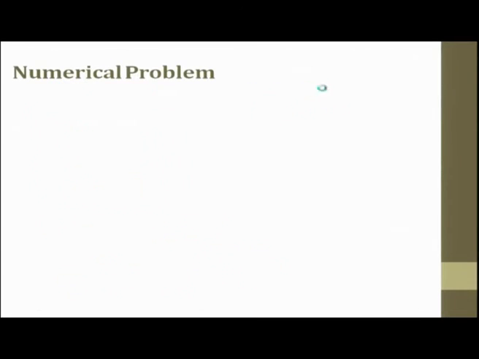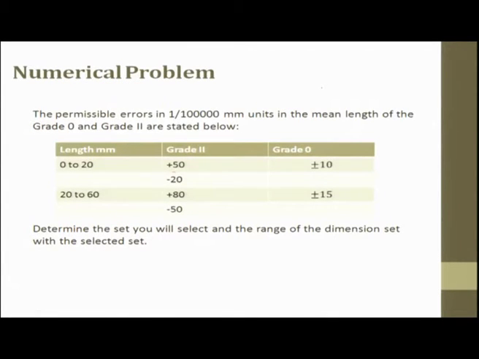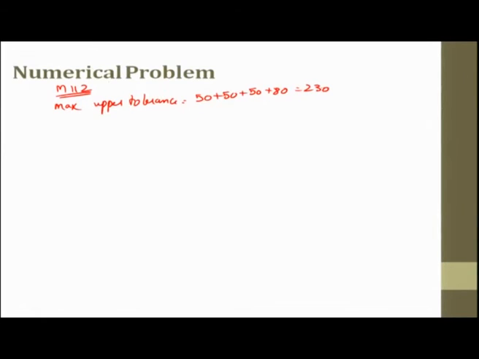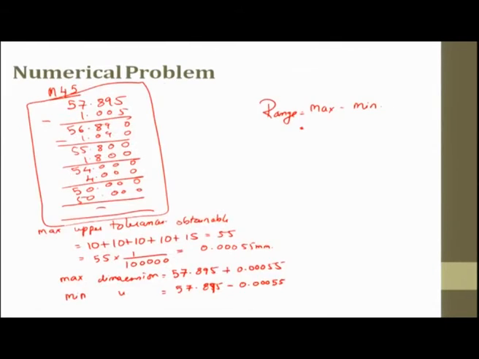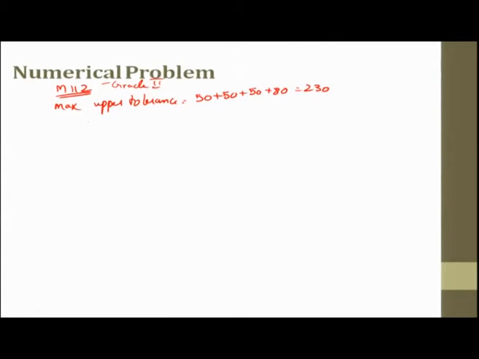How did this 50, 50 and all come? It is given here, grade. So, 50, 50 is given for grade 2, okay. Grade 1, grade 2, grade 0 and grade 2. So, 50, 50, 80 has come from here, okay. This is for grade 2. So, 230. Now the 230 we will multiply. So, the upper tolerance, that is 230 into 1 by 100,000, which is 0.0023 millimeter.